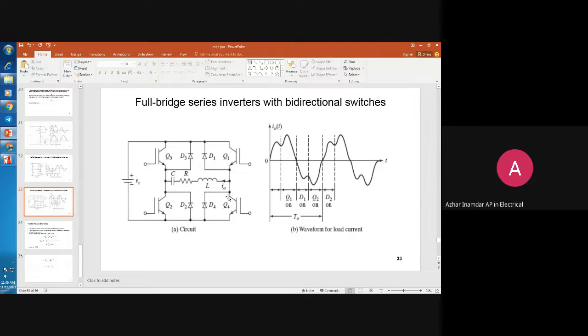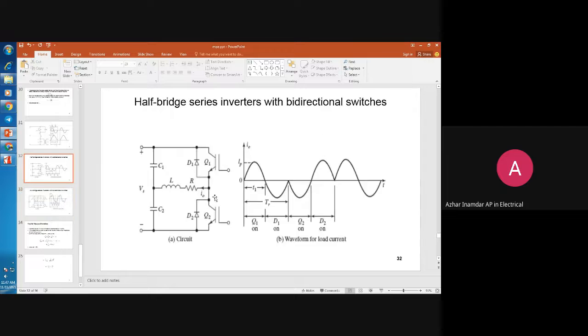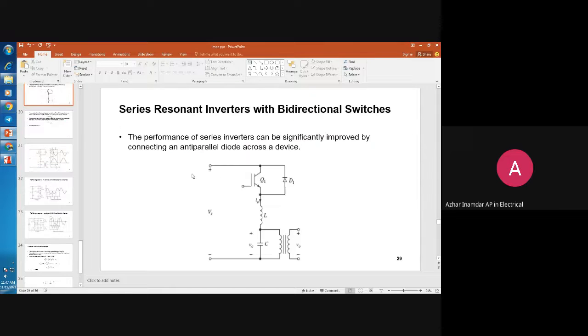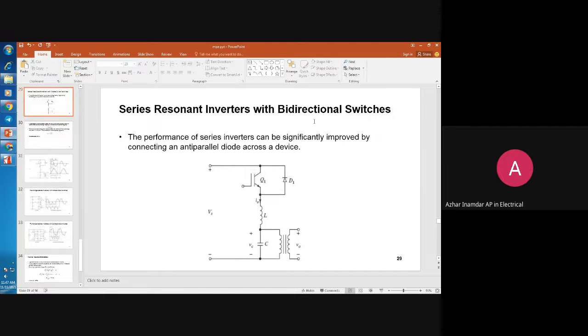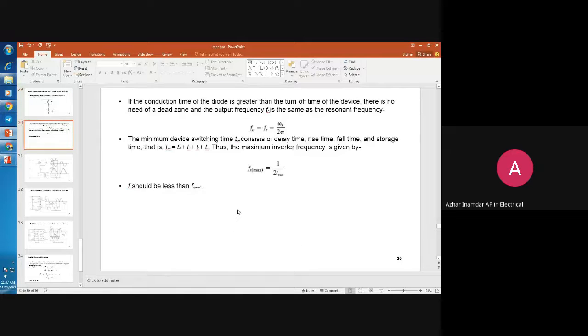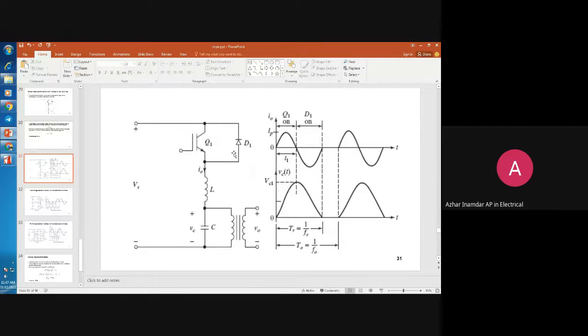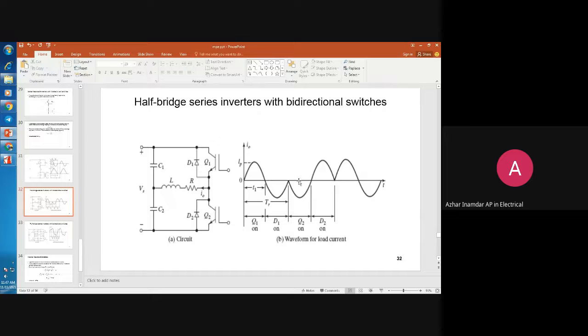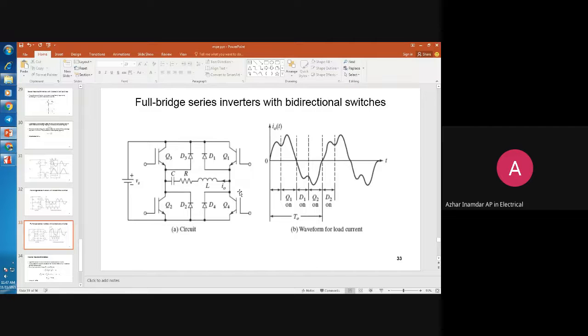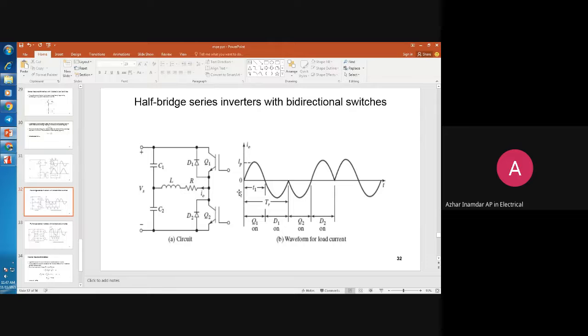This is just about the full bridge series inverter, the working. There is no need for the equations for this. You can just go through the equations of this series resonant inverter with bidirectional switches. This is just for your reference. This half bridge and full bridge is to avoid the limitations.